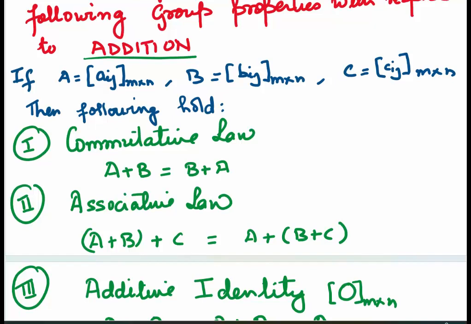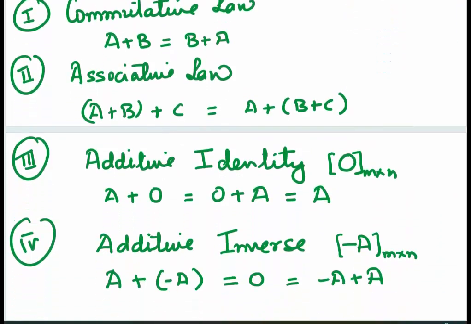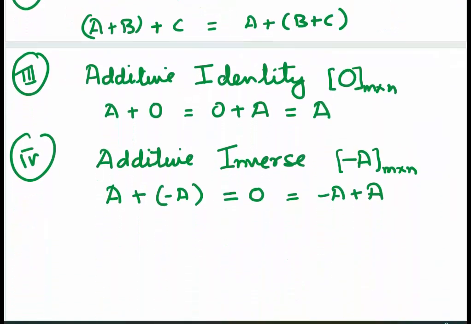Second law is associative law, which states if I take three matrices A, B, C, then if I add A plus B and to that I add C, or to A I add the sum of B plus C, we will get the same resultant matrix. In a nutshell, commutative law and associative law state that the order of addition of matrices does not matter.